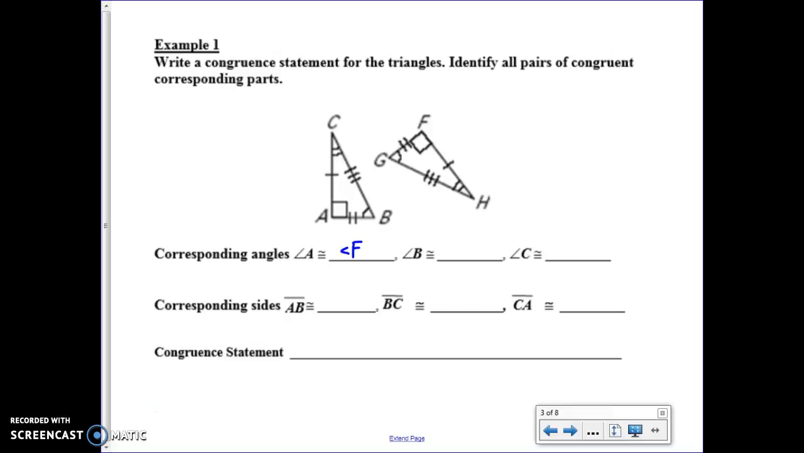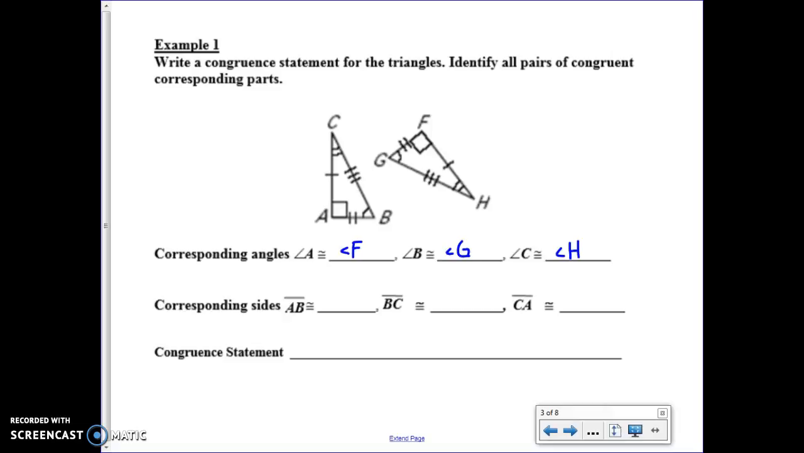Angle B has a single arc. Angle G does as well. Angle C has the double arc. Angle H does as well. Corresponding sides are a little bit trickier, only because the order does matter here.